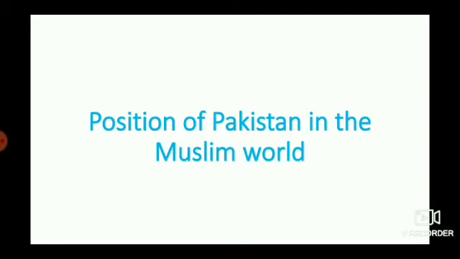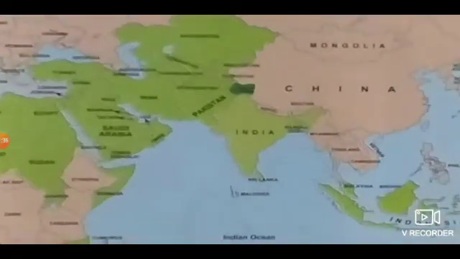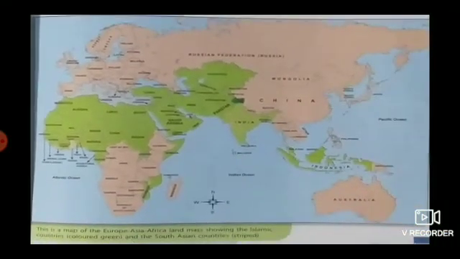Now we discuss position of Pakistan in the Muslim world. Look at this map. This is map of Europe, Asia and Africa continents. In this map, green color indicates Islamic countries like Pakistan, India, Saudi Arabia, Iran, Iraq, Algeria, Morocco, Sudan, etc. Pakistan and its neighboring countries.